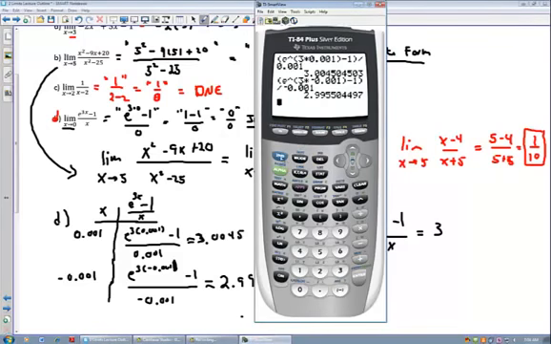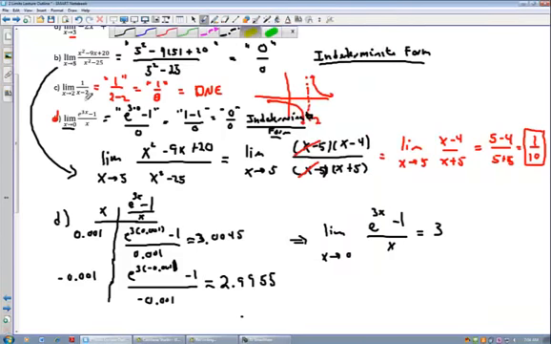And I can test this further by adding more zeros to my 0.001 if you want. So let's add 2 more zeros. And so come down here and add 2 more zeros. So I'm even closer to 0 now. And hit enter, and I get 2.999. So it's just going to get closer as I get closer and closer to 0. Remember what the limit is actually asking: as I get closer and closer to 0, this expression right here, this function, gets closer and closer to 3.